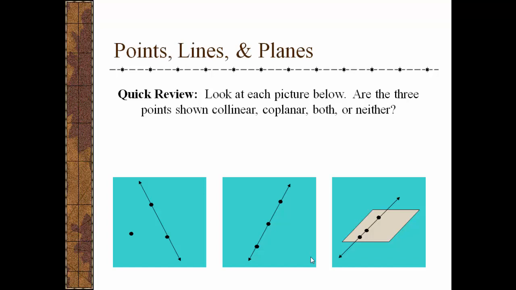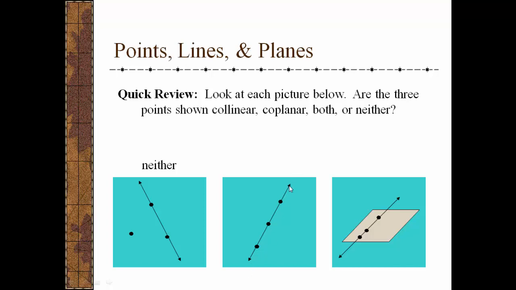And finally, let's do a quick review of something we learned last lesson. Look at each picture below. Are the 3 points shown collinear, coplanar, both, or neither? So looking at the first picture, this is going to be neither because the points are not all on the same line, and we don't know if they're on the same plane because there is not a plane drawn. The next one, we have 3 points that fall in a straight line.